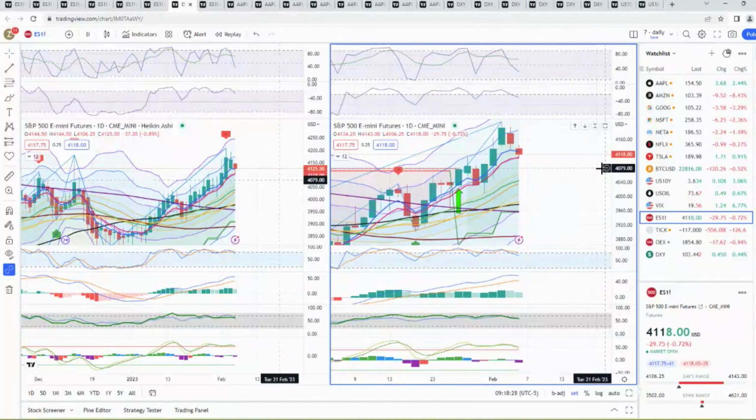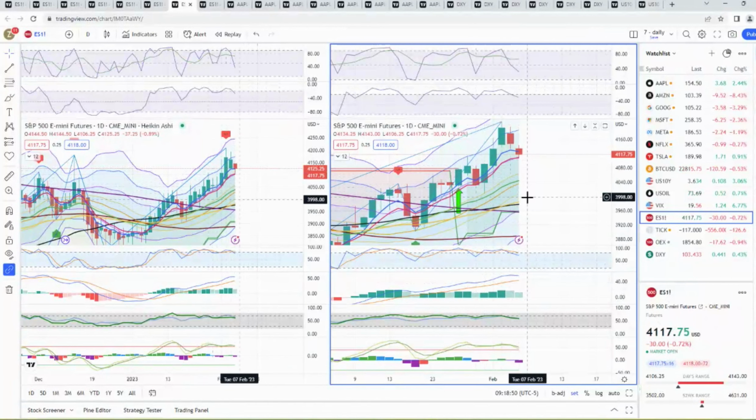So 4018, so that would mean about 4008. And if the ES comes to 4100, that would mean about 4090 on the SPX. And if it breaches below that, then we'll see further downside in the SPX, right? So just take out 10 points from the ES, and we'll have our SPX numbers. Cool thing.